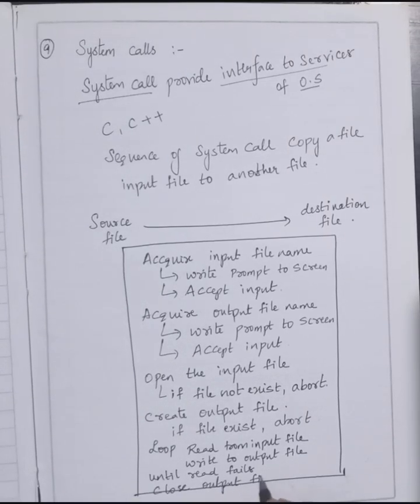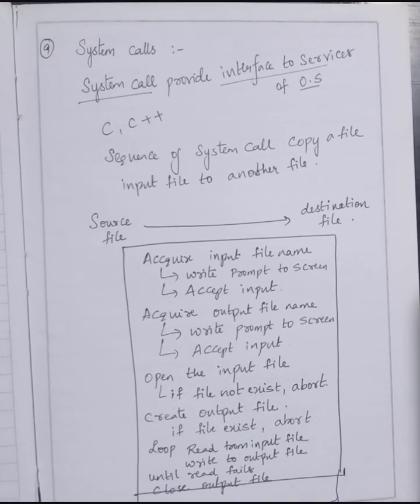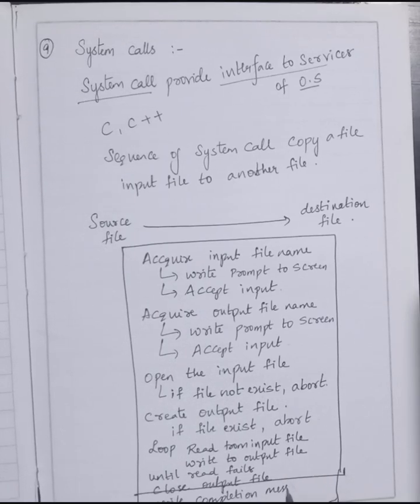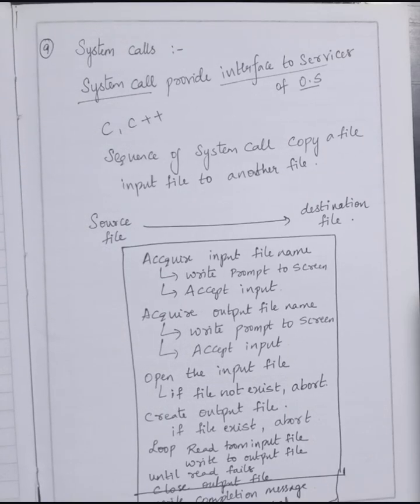So we'll close our output file and write a completion message. We want to tell the user that the file is copied, then terminate the program. We are not abandoning it; we are terminating the program normally.